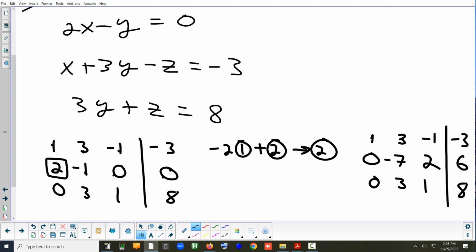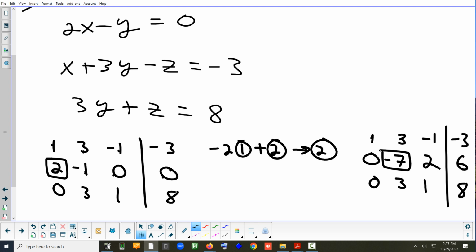Okay, so we got the 1, we got the 0, we got the 0. What's the next thing that we want to happen? You have to get a 1 in the middle. Now, one way to do that, you could multiply everything by -1/7. If you multiply everything by -1/7, you'll have 0, 1, and then you're going to get some fractions.